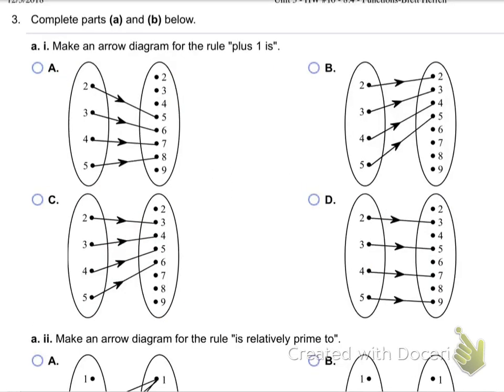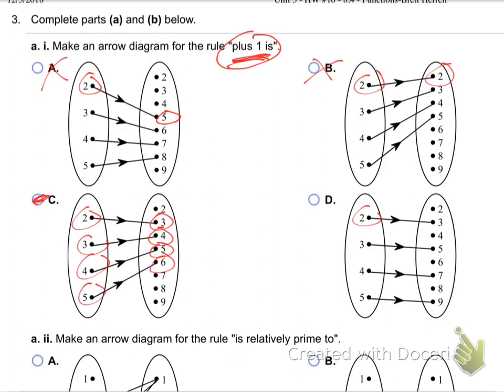Okay, number 3. Make an arrow diagram for the rule +1. Which of these is adding 1? 2 goes to 5. Did that add 1? Is that +1? No. How about B? 2 goes to 2. Is that +1? No. How about C? 2 goes to 3. Is that +1? Yeah. 3 goes to 4. That's +1. 4 goes to 5. That's +1. 5 goes to 6. Yeah. It's not D. 2 goes to 3. That looks good. But 3 goes to 5. That's not +1. That's +2. So all of these are +1. So the answer is C.